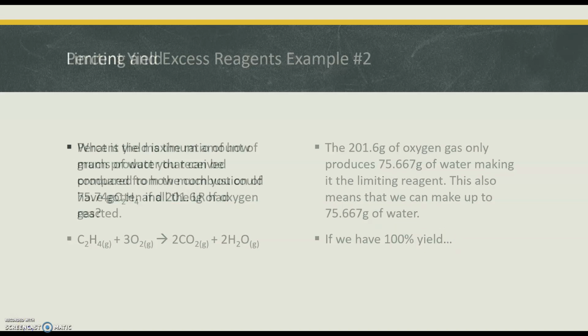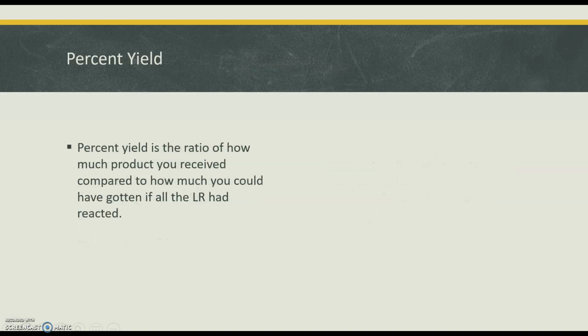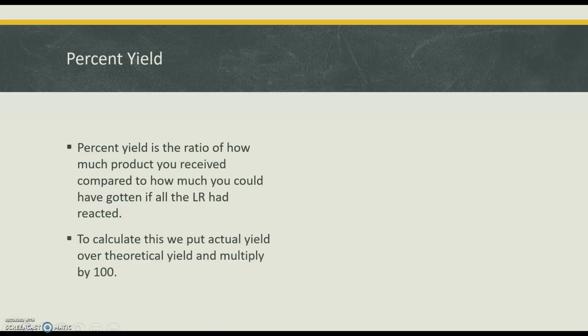Our percent yield is that ratio of product received compared to how much we could have gotten. To calculate this, we put our actual yield over our theoretical yield and multiply it by 100. You'll often see a formula that looks like this. Actual over theoretical multiplied by 100. We have to multiply by 100 in order to make this a percent.